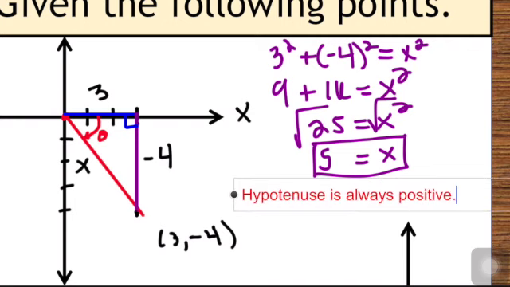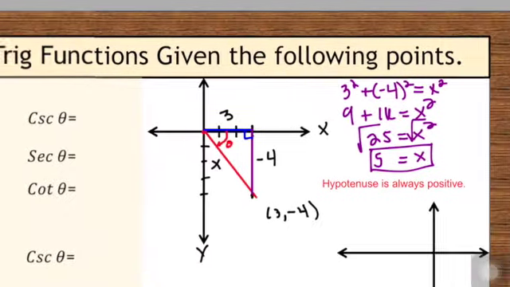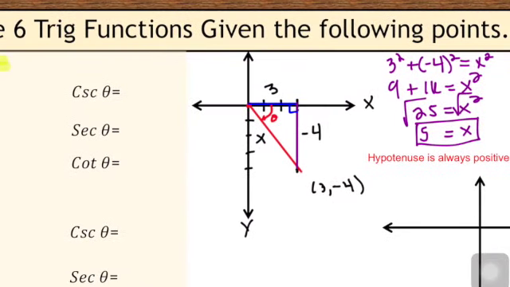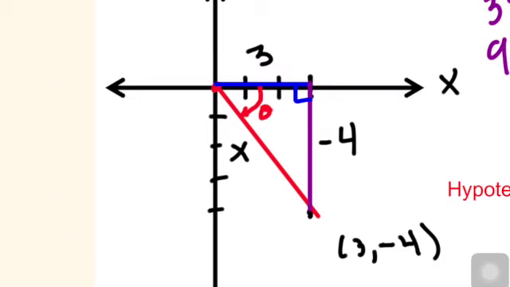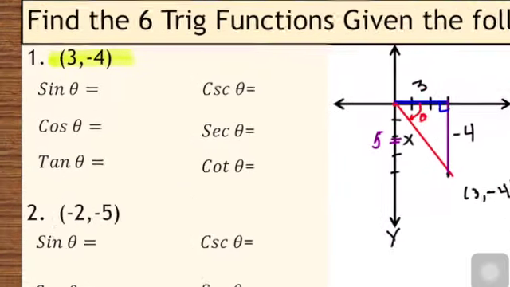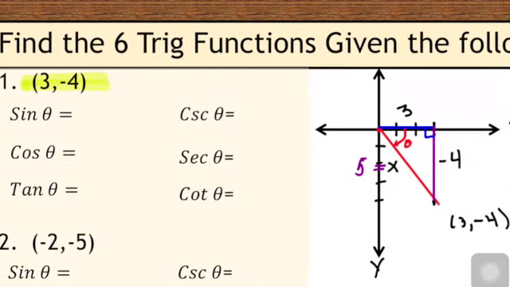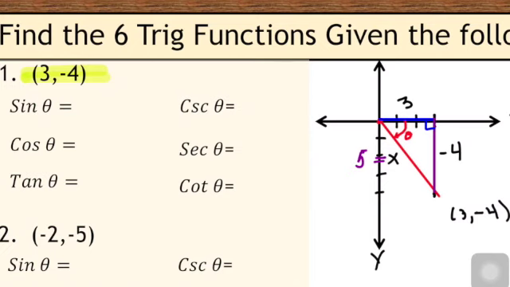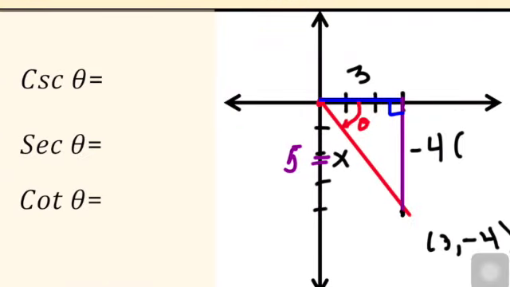So good to know. Okay, now we can complete our 6 trig functions now that we know all the lengths to our sides. So I can erase the x, or I can just replace the x with 5. So we know that's 5, and let's find our sine, our cosine, and our tangent. So remember, sine is going to be the opposite over the hypotenuse. So the opposite length in this case is my -4. This is my opposite. The 3 is going to be my adjacent. And then my 5 is the hypotenuse, right? Because we're looking from the angle theta, from this angle right here.